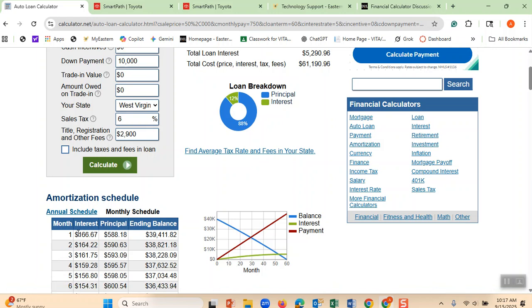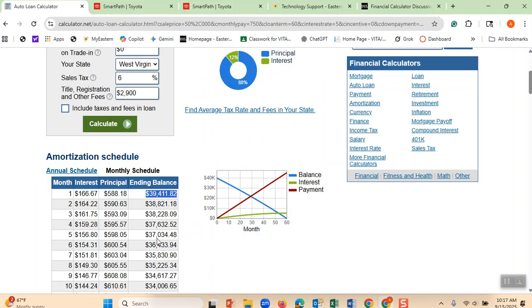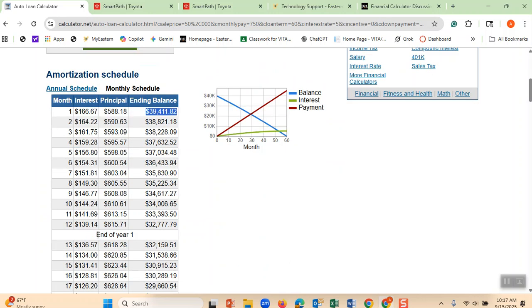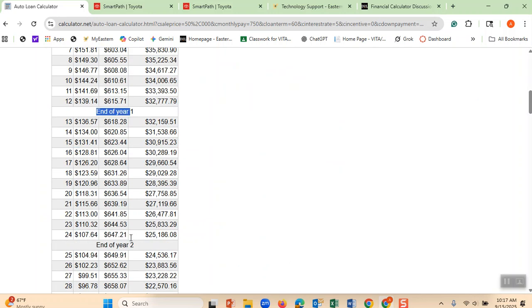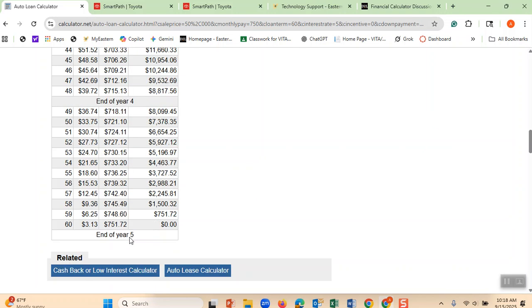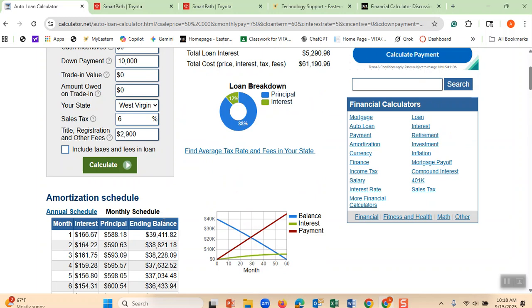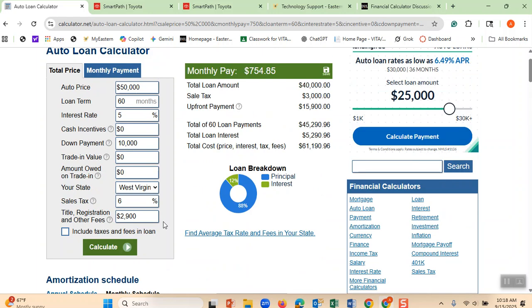When you paid your first payment of 700 something, out of that, $166 goes for the interest, and this is the principal. Therefore, the $40,000 that you borrowed dropped to $39,000. That means that a little bit of it is reduced, and this is the end of the first year. And then this is after 5 years, 60 payments. This is what the calculator created.